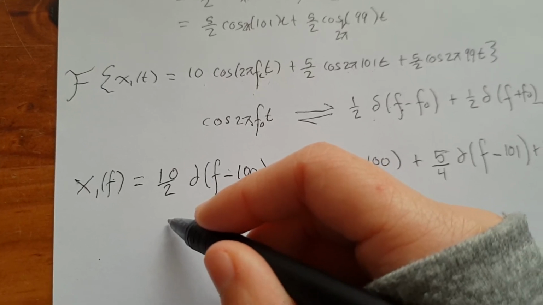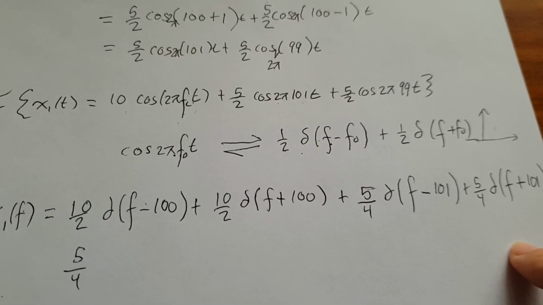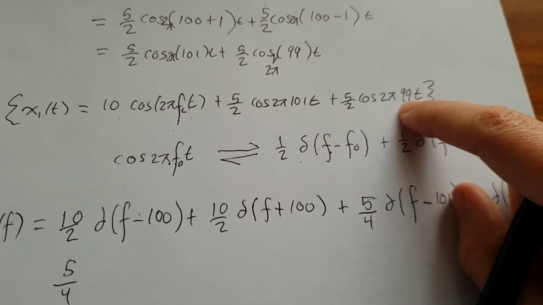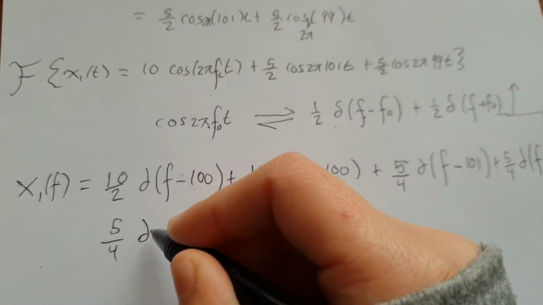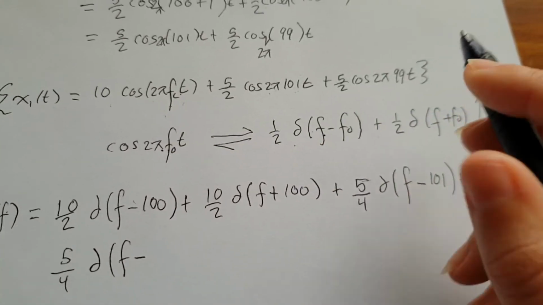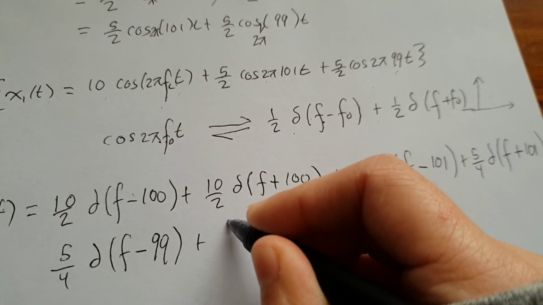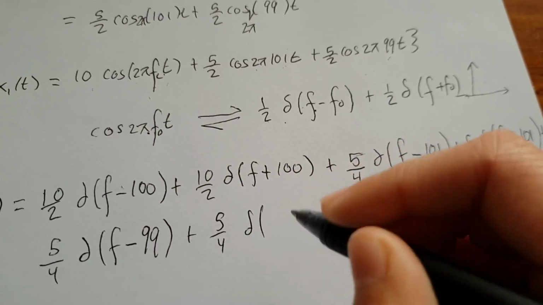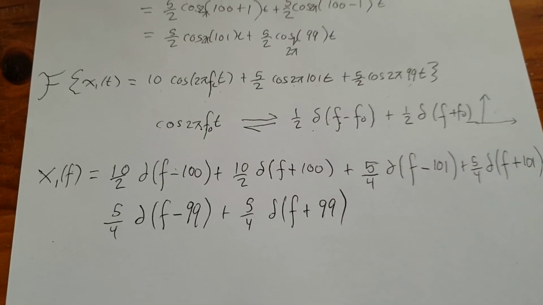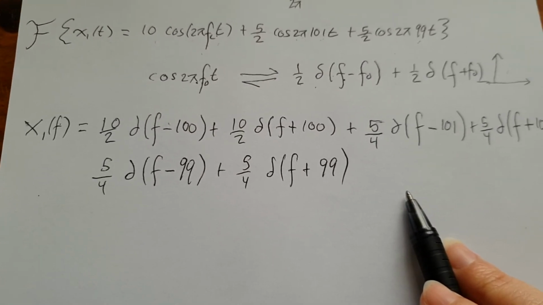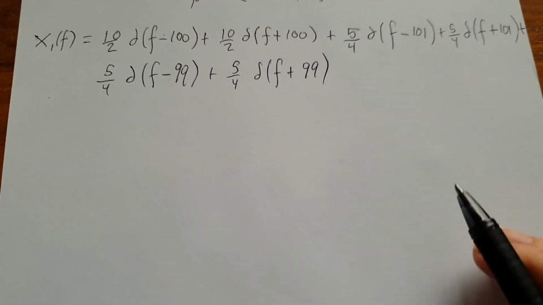It's pretty much exactly the same as the second term we just did, so we can just rewrite that again, but be careful not to get mixed up because our F0 term is different. So we've got 5/4 delta f minus our F0 term, which is 99, then plus 5/4 delta f plus 99. There we go. So that's our new equation. And now we can easily take all these little numbers and we can draw the frequency spectra for that.